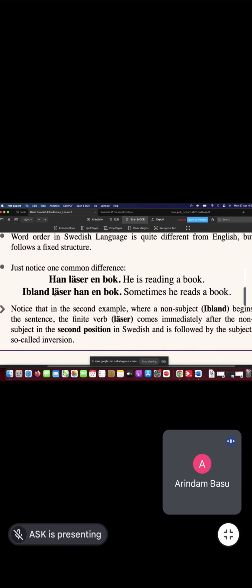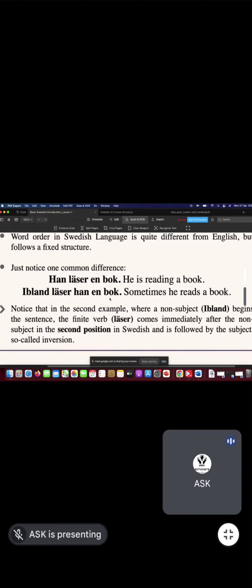Even if you don't want to write a sentence starting with the subject, you still need to write the verb at the second position in Swedish. That is something that we don't use in English. Ibland läser han en bok. Sometimes he reads a book. So here what I'm trying to do is place the subject at third position and the verb at second position. We cannot change the verb position.